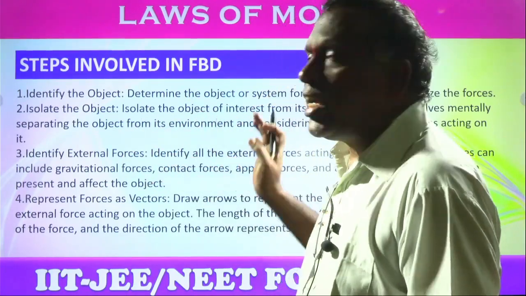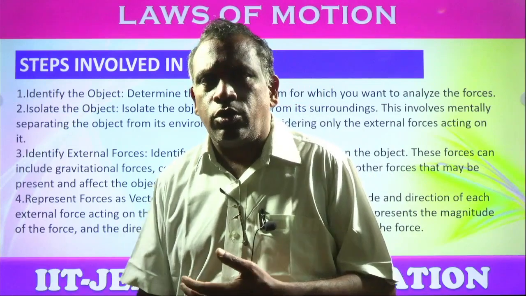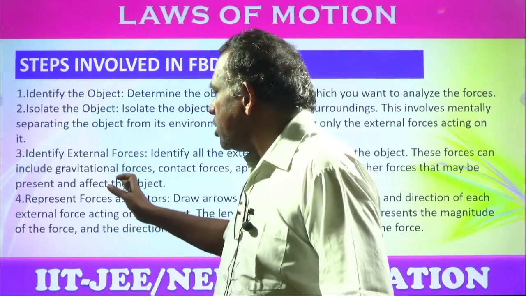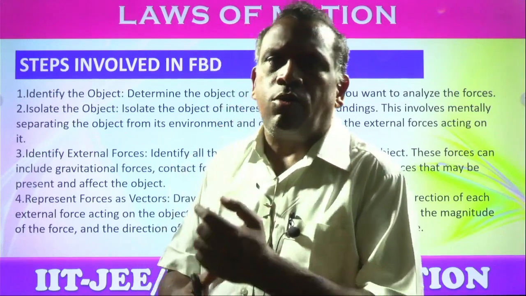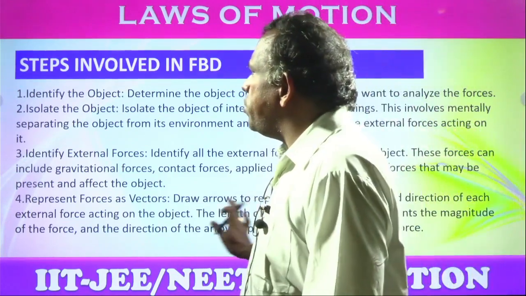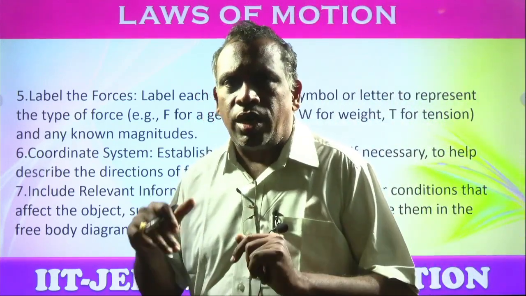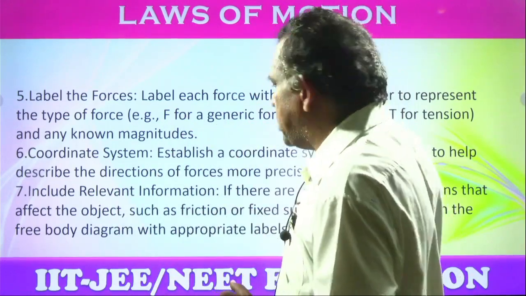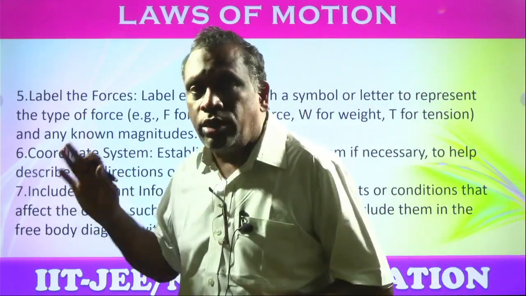The third one is to identify the external forces. Say external forces like friction and other important forces if they are acting, or gravitational force, contact force, applied force, etc. All should be considered. Represent them with vectors, because force is a vector quantity, with the direction and magnitude they have. These are all the things to take into consideration. Label the forces with capital letters: T for tension, F for force, W for weight, etc.